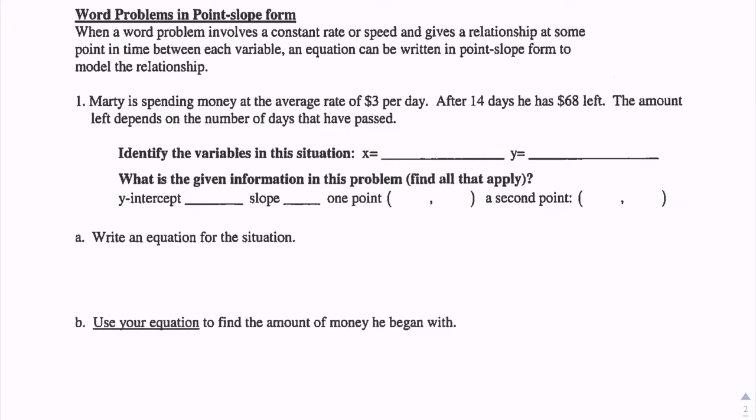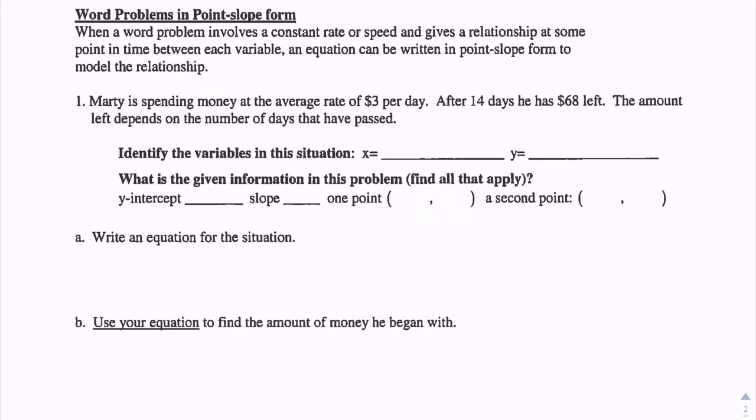Alright, we're on to page 55 here, and here we got word problems. So the first thing you want to do here is identify your variables of each situation. So read through the problem. Marty is spending money at the average rate of $3 per day. After 14 days, he has $68 left. The amount left depends on the number of days that have passed.